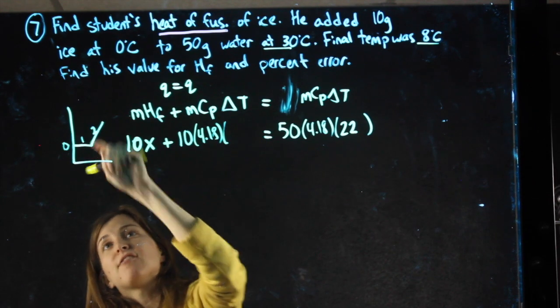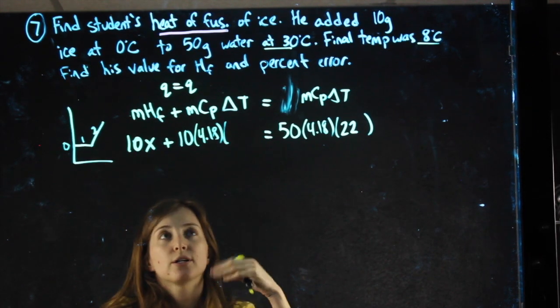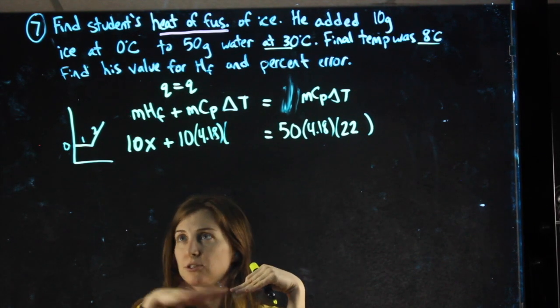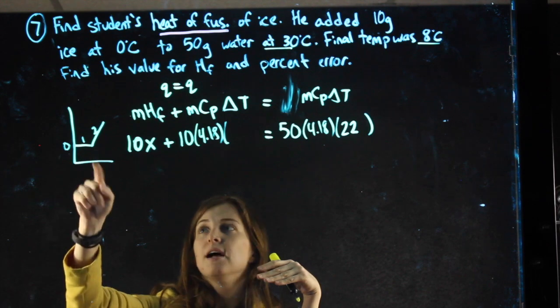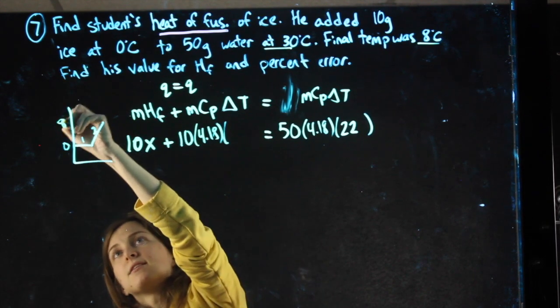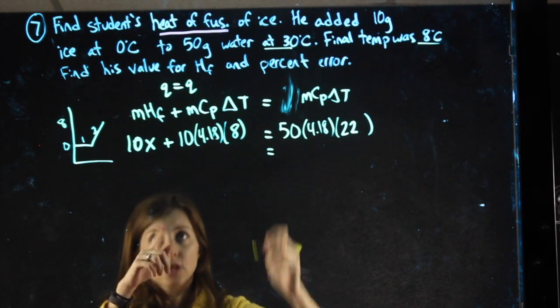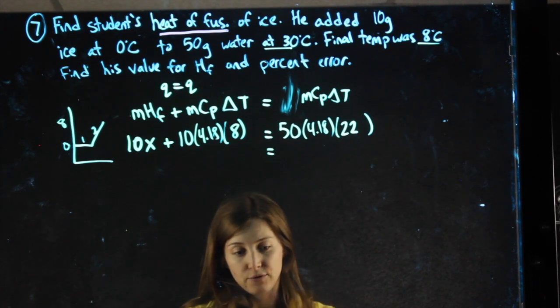And we know that it's going to have melted at 0. So in terms of its change in temperature, it was at 0 even after it melted. It's still at 0. That's why this is a flat line. And it's going to heat up to 8. So the change here is also 8. Solving for x is giving me the student's value for heat of fusion.